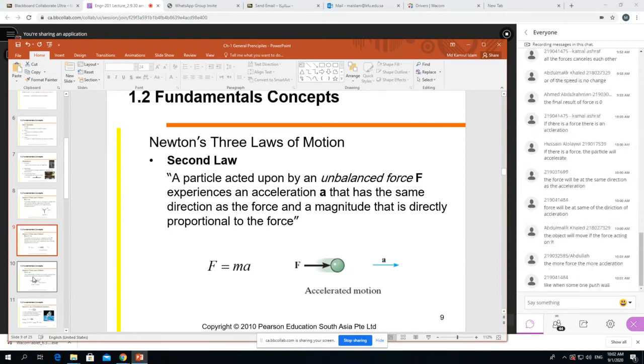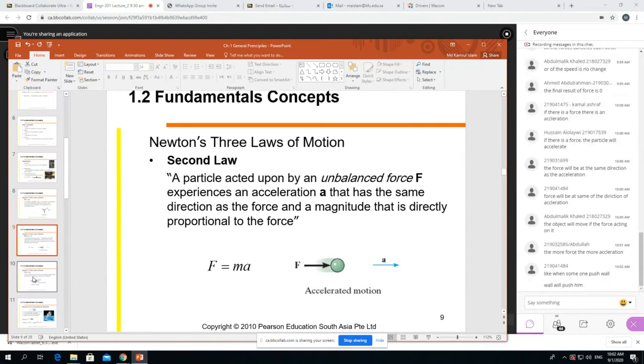Can you tell me Newton's third law of motion? Like when someone pushes a wall. If it is difficult for you to write, you can speak, because voice chat is allowed here. I keep the voice chat on. You can keep speaking.